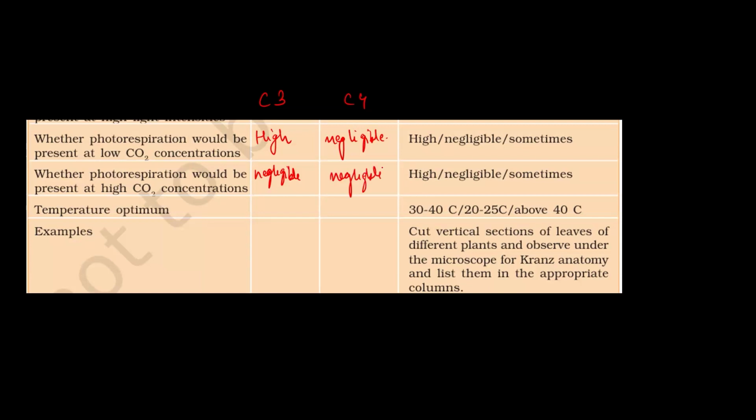Now, if we talk about the temperature optima, we have just seen that the temperature optima for C3 plants is 20 to 25 degrees Celsius, and for C4 plants is 30 to 40 degrees Celsius, right? Now, finally, let's talk about examples. C3 plant examples are rice, wheat, cereals, and tomato that we saw, and in the case of C4 plants, it is sugarcane, sorghum, maize. So these examples are important.